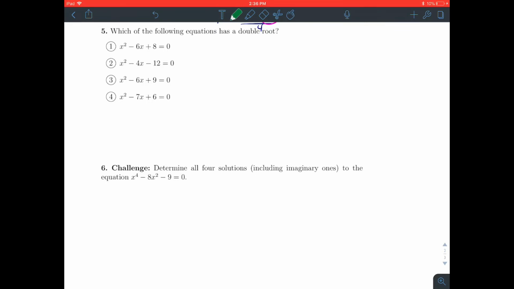All right, so which of the following equations has a double root? So this is a super throwback to the first day. We know that when we solve any one of these equations, we're expecting to get 2 solutions. A double root is what happens when those 2 solutions are actually the same answer. 2 solutions that happen to be the same number. And so all of these are solvable using sum and product factoring.